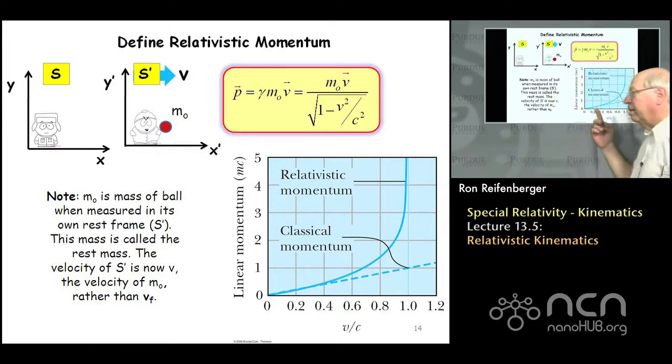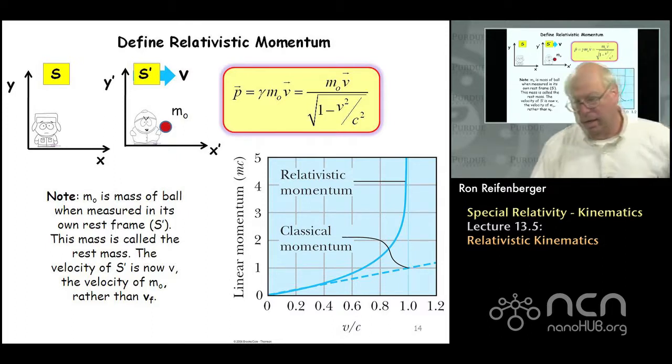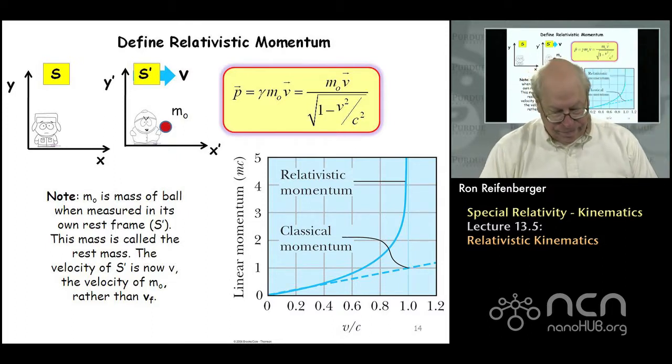You can make a plot of the relativistic momentum and you can compare it to the classical momentum. So classically, right, you can have any velocity for the object that you want. So v over c can exceed 1. There's no limit for velocities classically. Relativistically, we know that the fastest you can go is the speed of light. So as v approaches the speed of light, this ratio v over c approaches 1. And what you can see is this relativistic momentum shoots up to infinity the closer and closer you get to the speed of light.